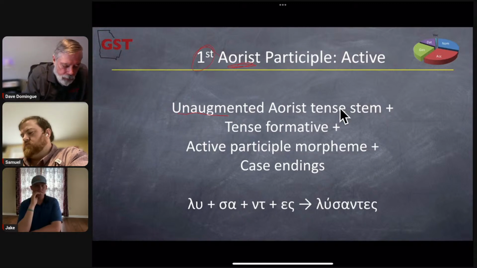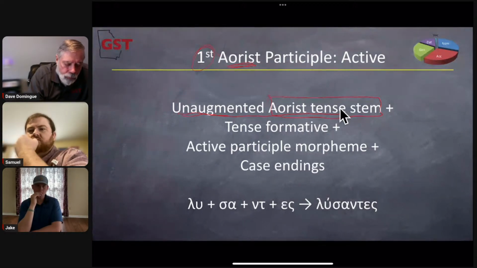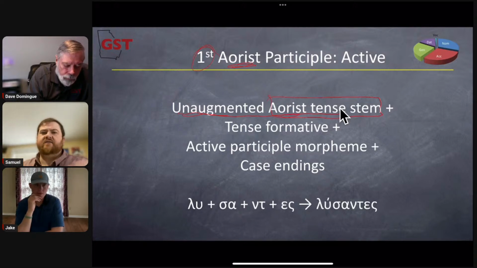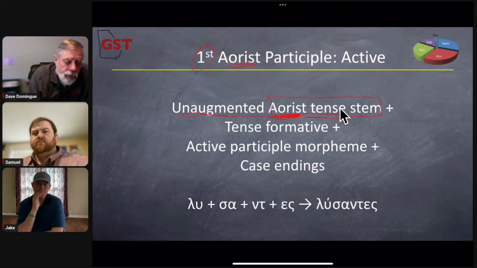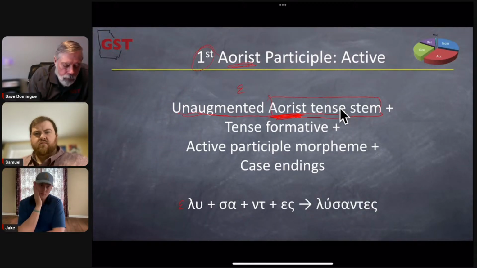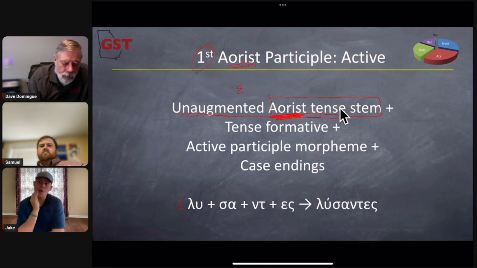So in the first aorist, we're going to have an unaugmented aorist tense stem. Now we've seen the aorist tense stem before, but it's always been augmented, right? Which tenses have the augmented tense stem? Which tense stems in the indicative mood that we learned before have the augment, like an epsilon here? There's one of them right there for you. The perfect has the... that's not an augment. That's a reduplication, which we'll get to, right?